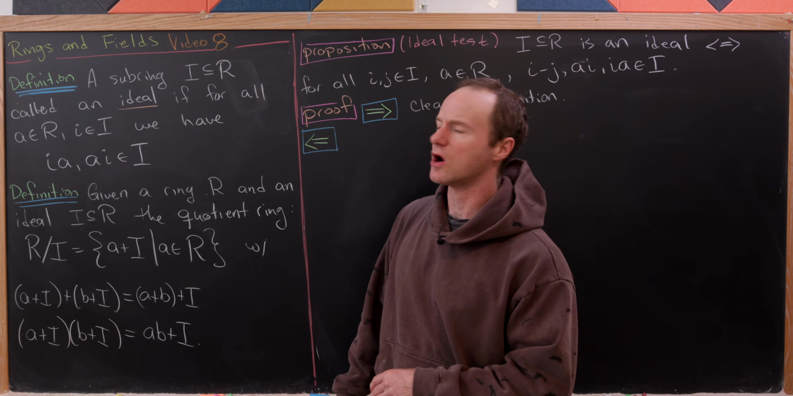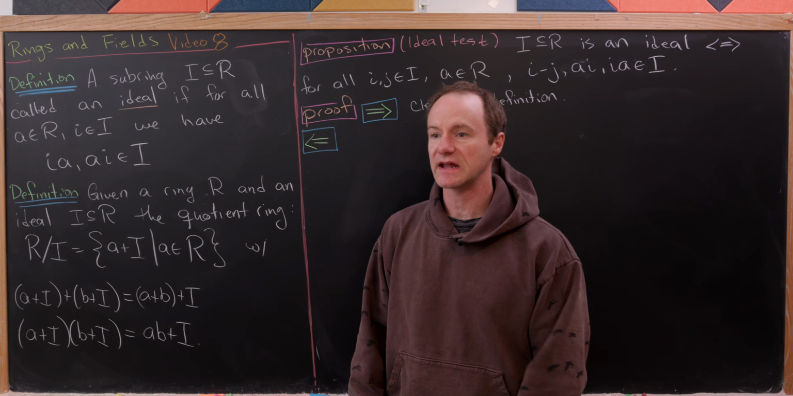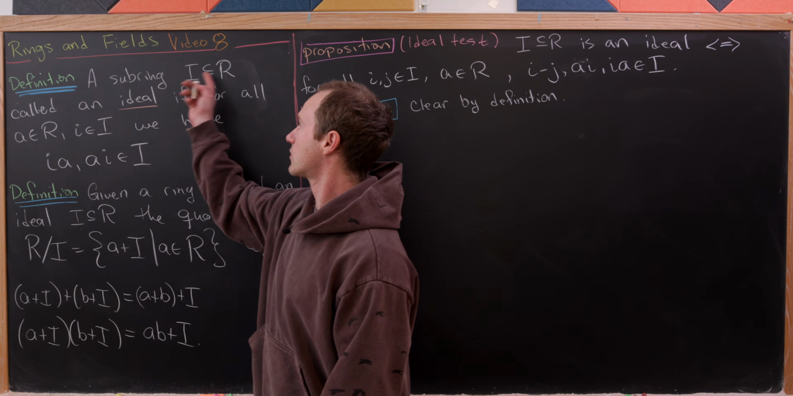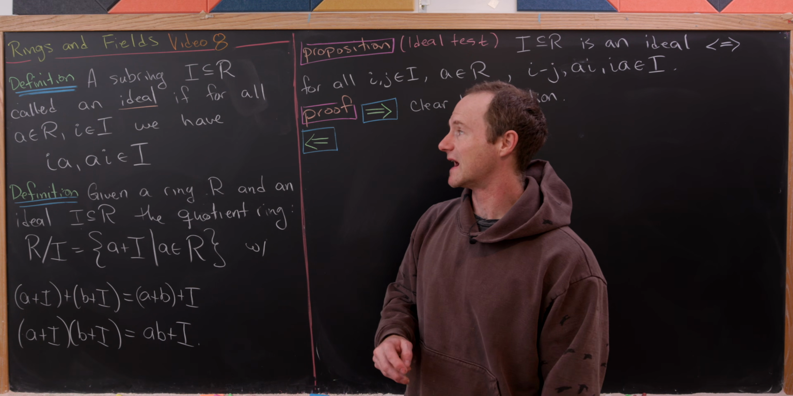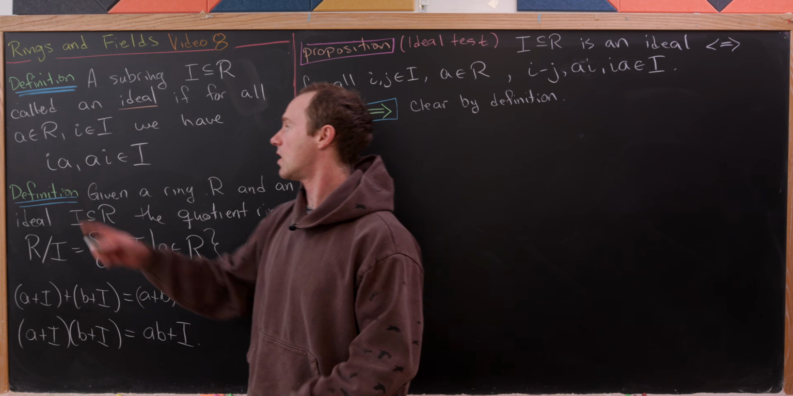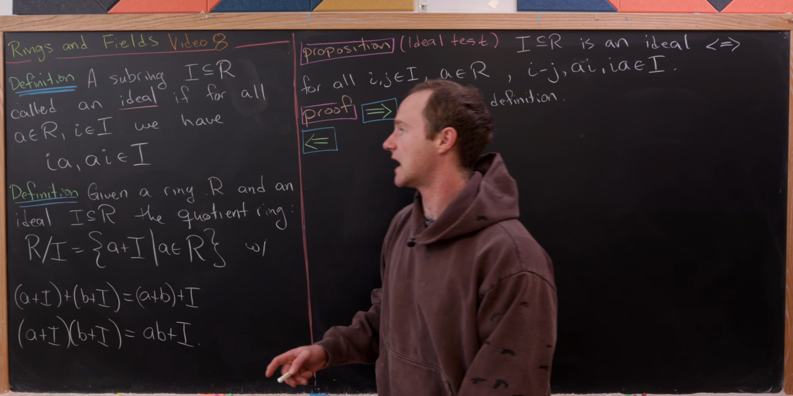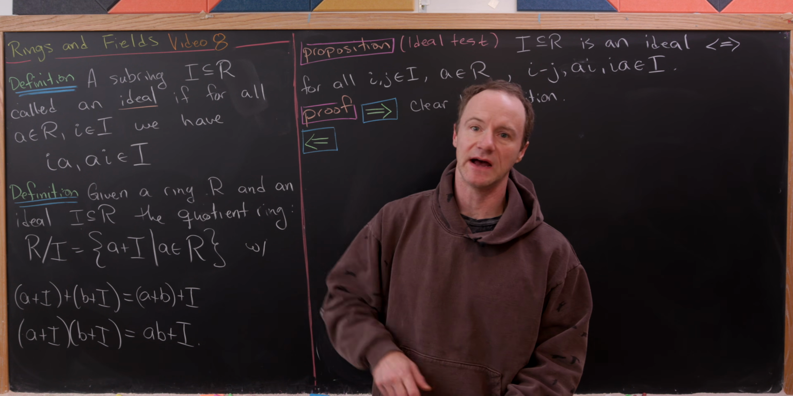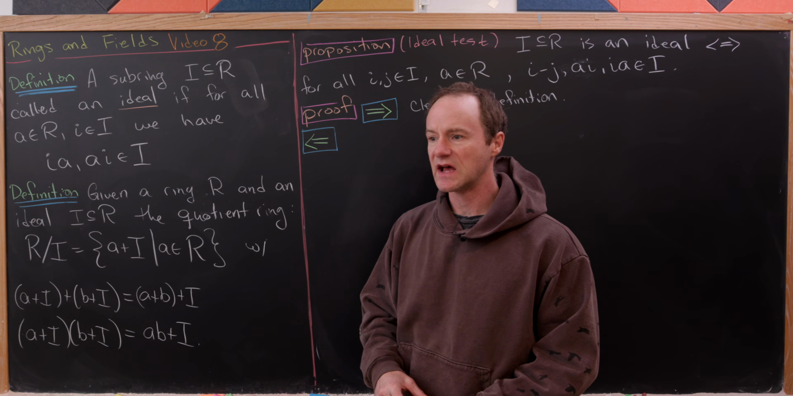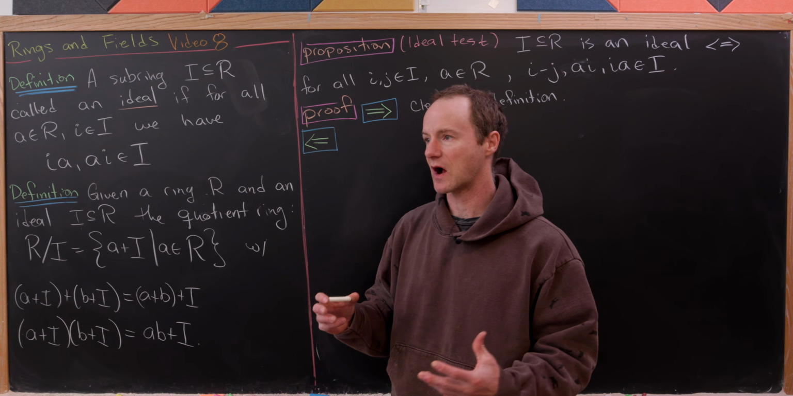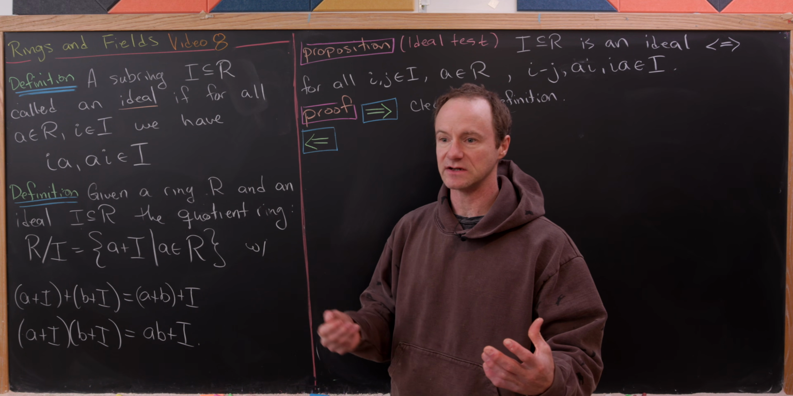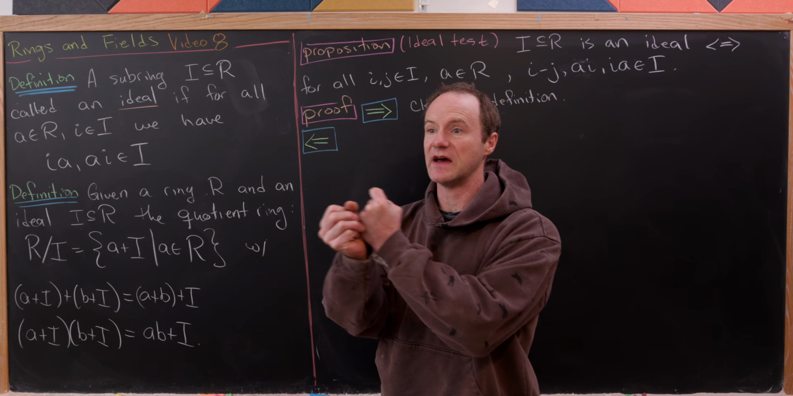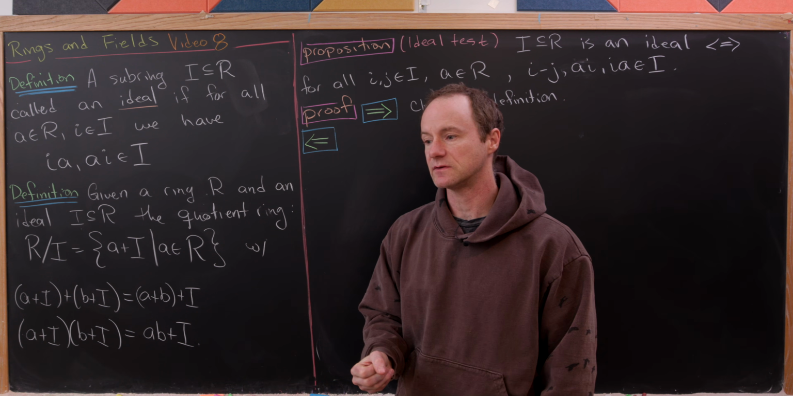Okay, so let's recall the definition of an ideal and its associated quotient ring, and then just get going. So a subring I of R is called an ideal if for all a in R and i in I, we have i times a and a times i are in I. So in other words, ideals have this absorption property. You take an element from the ideal and an element from the ring as a whole, you multiply them and you get inside of the ideal.